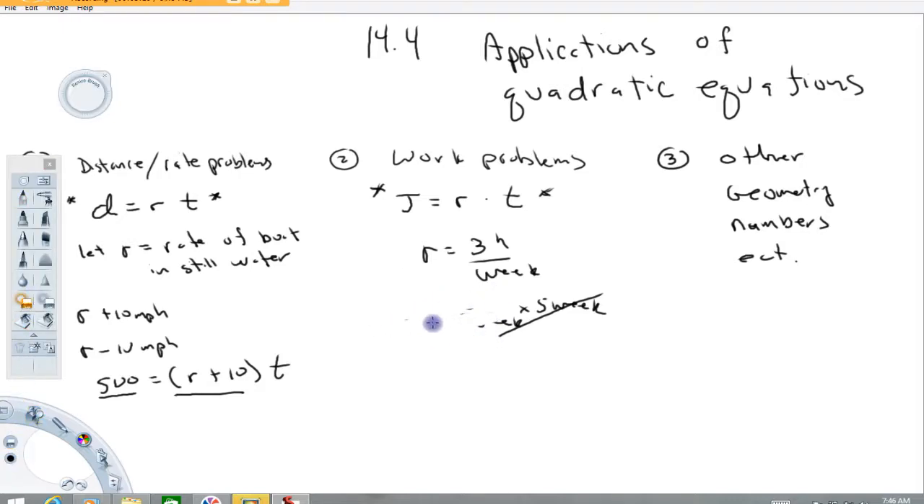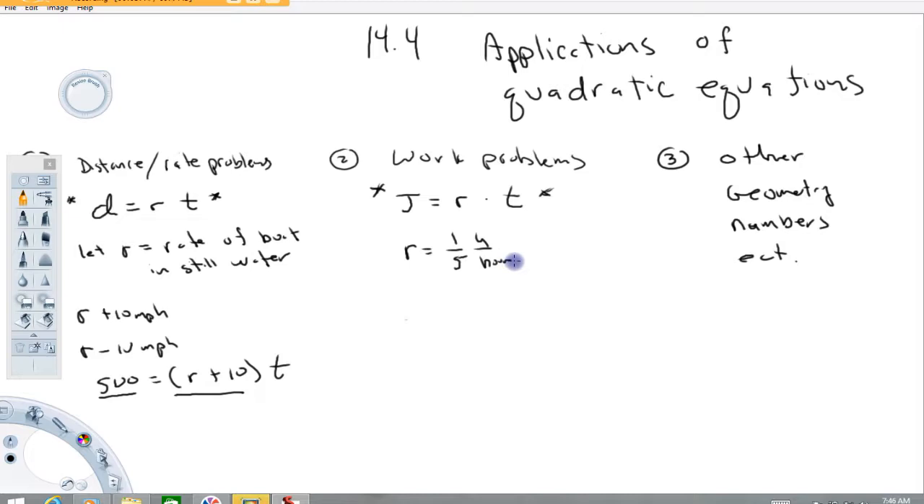Usually, or rather almost always, you will have to define some sort of unknown. These problems typically look something like, Bob can paint a house in 5 hours. Well, if Bob can paint a house in 5 hours, then Bob's rate is 1/5 house per hour.